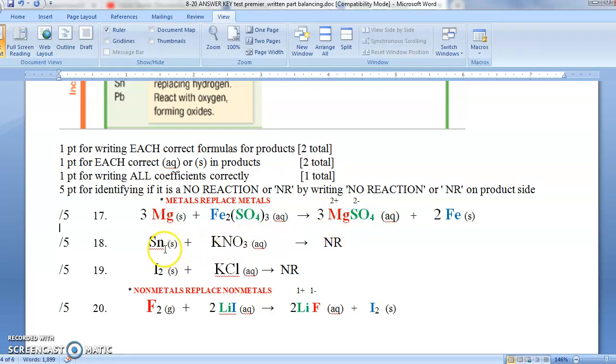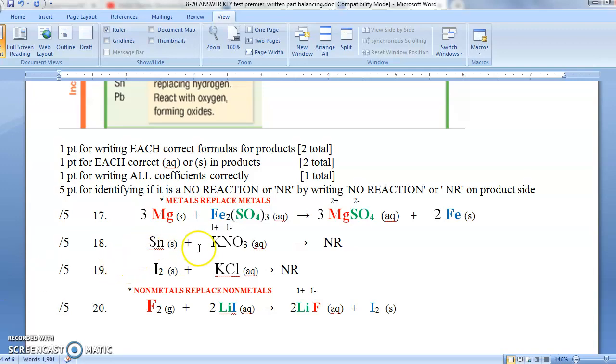The next one, we're looking at tin right here. And they're dropping a piece of tin in a solution of potassium nitrate. Where did they get this formula for potassium nitrate? If you looked at this, potassium nitrate, potassium is 1 plus. It's in family 1. Nitrate ion's always 1 minus, crisscross.